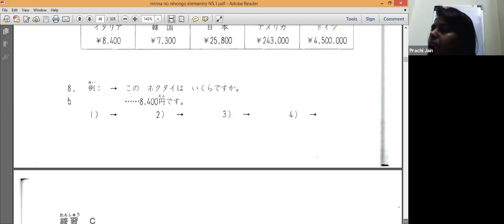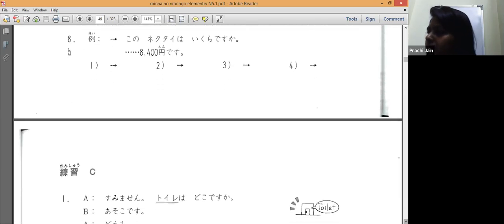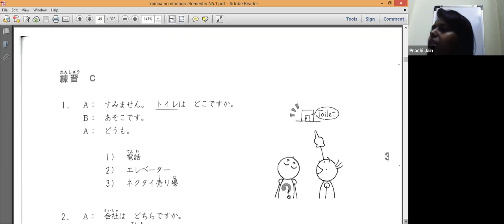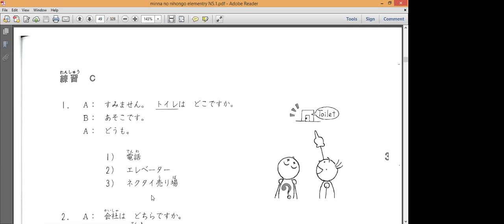Now comes to the ratio C. Again, it's a dialogue between A and B. A: Toire wa doko desu ka? Where is the toilet? B: Asoko desu. It's over there. A: Domo. First one is Benba, second one is Arebeta, and third one is Nakutai Uriba. So just interchange this one with it and make a dialogue by yourself. Okay, I'm giving you 5 minutes.